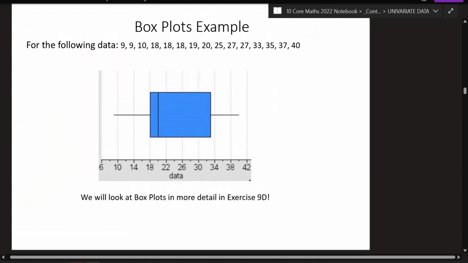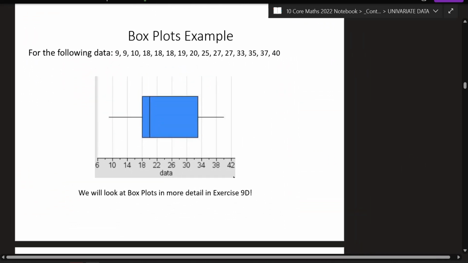Okay, box plots, next one. We won't look into it in too much detail. That's fine.